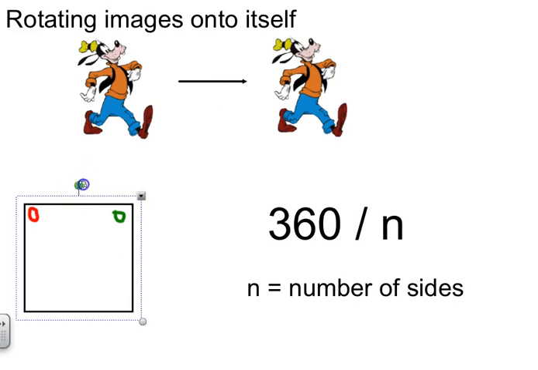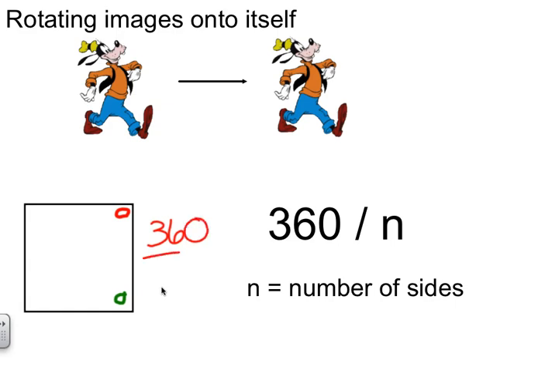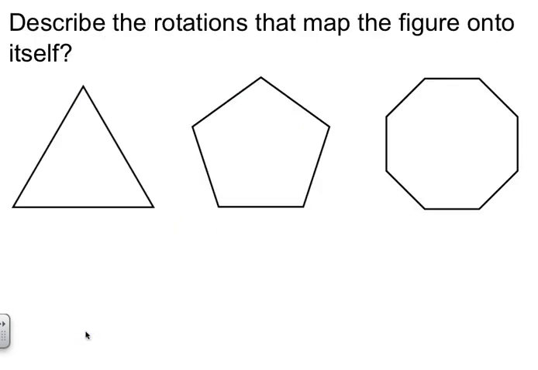So I have a square right here, and I need to figure out what degree that was to turn that shape onto itself. So to find a square, you would do 360 divided by the number of sides, which is 4, which would give you 90 degrees. So if I turned that shape on its side from left to right, I rotated it 90 degrees. Okay, but let's look at the paper you have in front of you. So figure out the rotations that map the figure onto themselves. So use that formula and tell me how many degrees would be the smallest rotation.